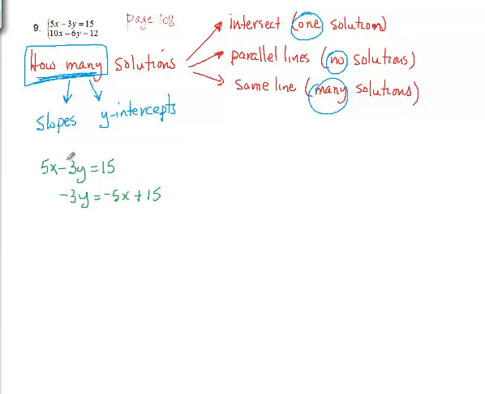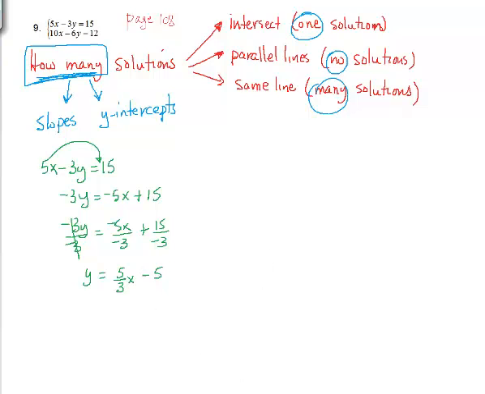Of course, the first step is we move that 5x over, and that becomes negative 5x. Then we divide everything by negative 3, which is the coefficient of the y term, to isolate y. We want to get y by itself. So this is negative over negative, that's positive 5 over 3 x. Positive divided by negative, that's negative 5.